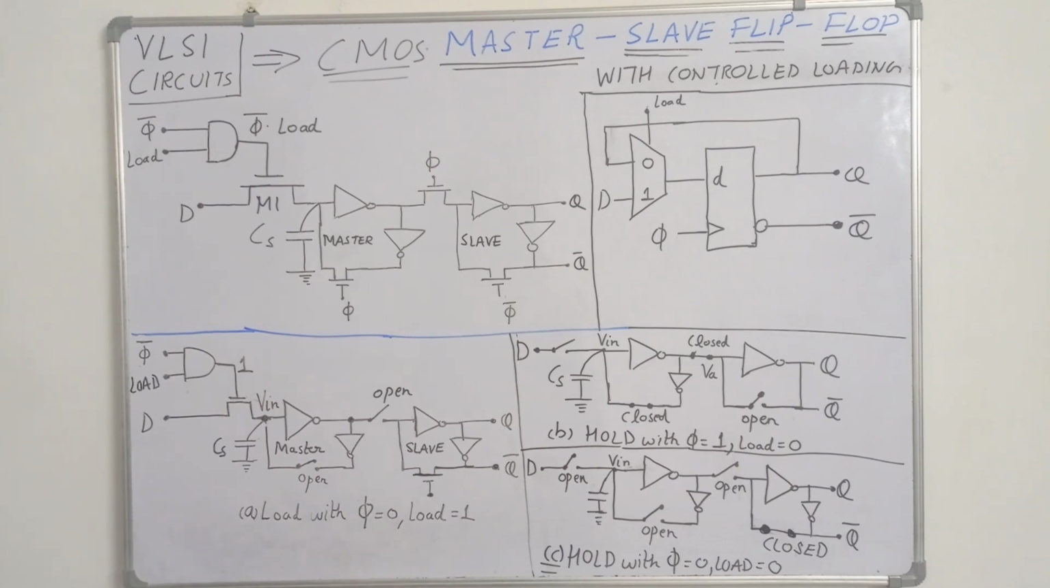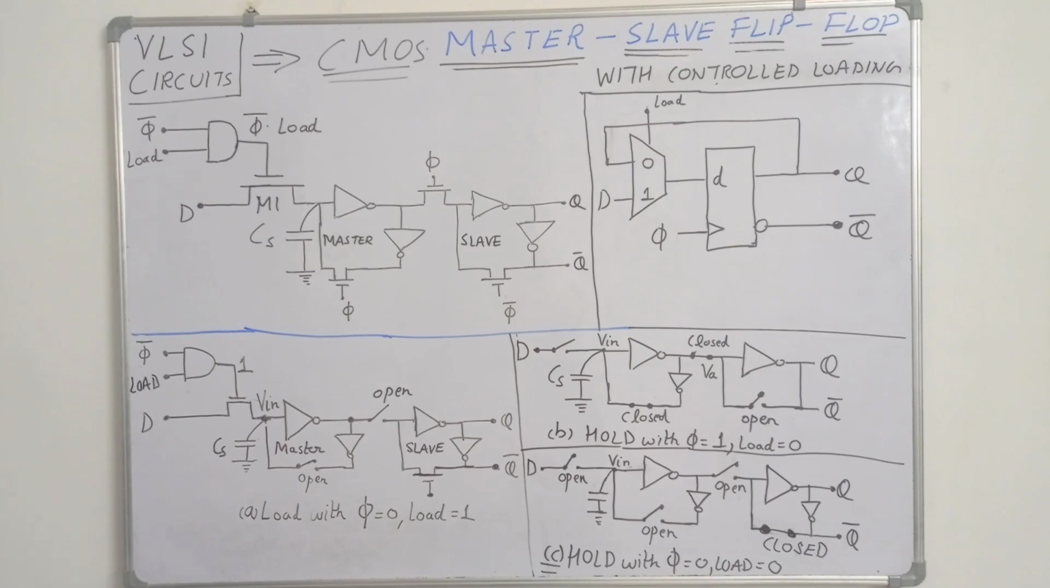Now the value of this D input will establish the voltage V in at the master circuit. As you can see, this is a master circuit, this is a slave circuit. So the value of the D input will establish the voltage V in at the input of the master. Also this will decide the state of the charge of this capacitor CS.